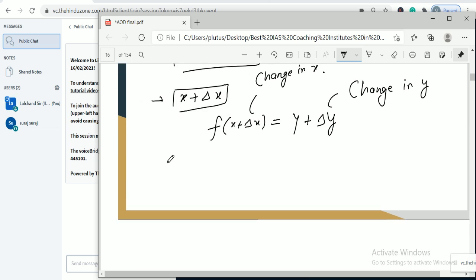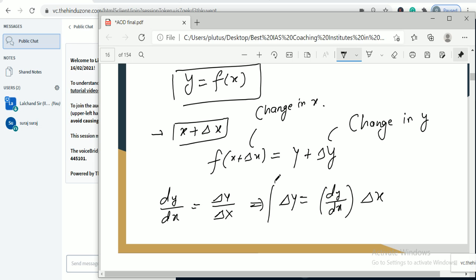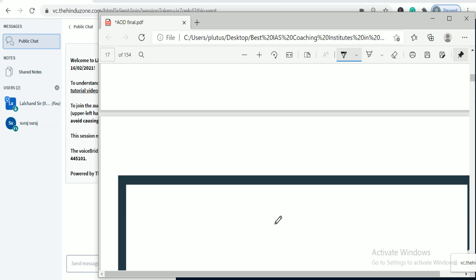Look, we can write dy by dx as delta y upon delta x. When delta x tends to 0, then this tends to dy by dx. So by this equation, we can write dy is equal to dy by dx into delta x. By using this concept, we can find out approximate value of some expressions. We can use approximations. Okay, so let us try to solve a question based on this concept.